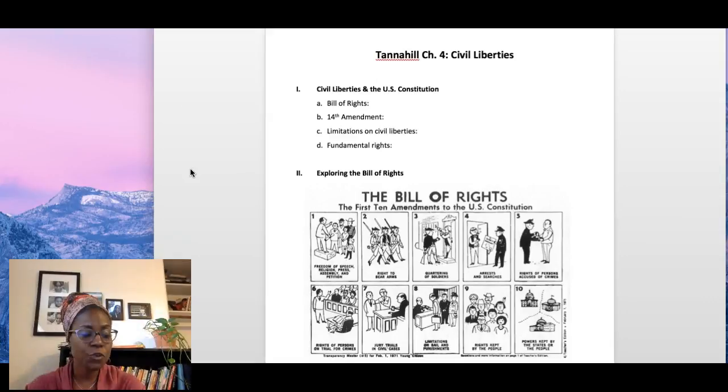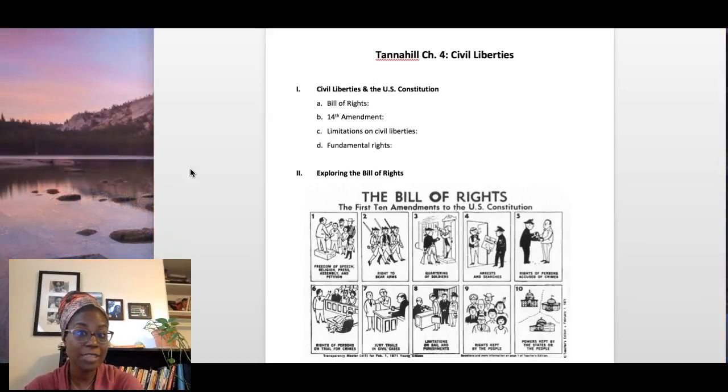Especially Section 1 of the 14th Amendment, which is referred to as the Due Process Clause. It talks about the fact that no state shall deprive any person of life, liberty, or property without due process of law. This is really useful, and the Supreme Court has referred to this due process clause to enable it to apply the Bill of Rights, even though it is in the federal constitution, our national constitution.